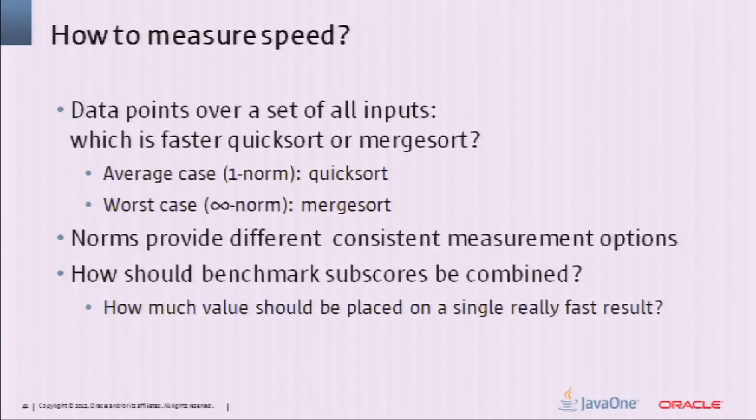So this sort of phenomenon comes up in other cases too, even though this is a more formal way of describing it. So which is faster, quick sort or merge sort? Right? It's an ill-formed question. You need more information to answer that. Are you worried about the average case, which we would describe with the one norm, or are you worried about the worst case, which we would describe with the infinity norm?